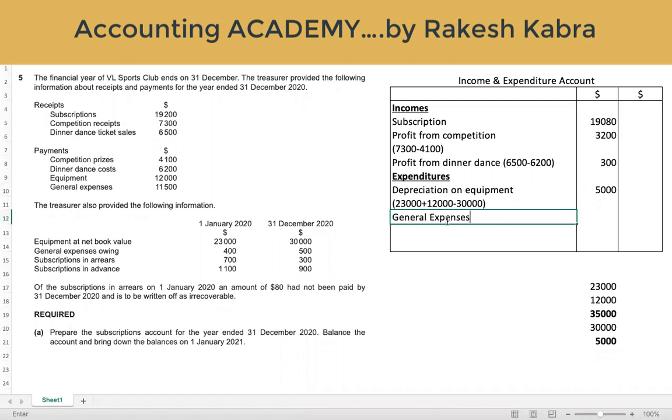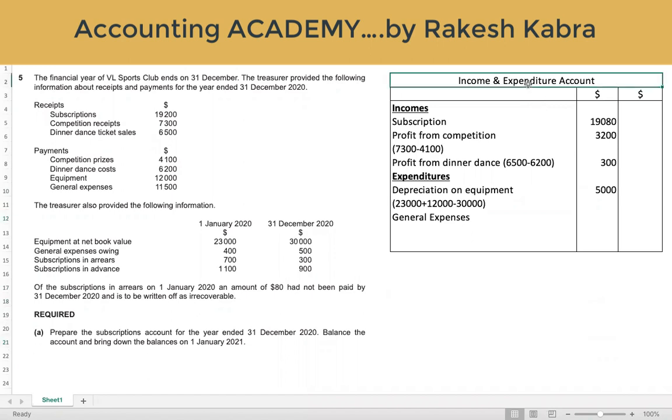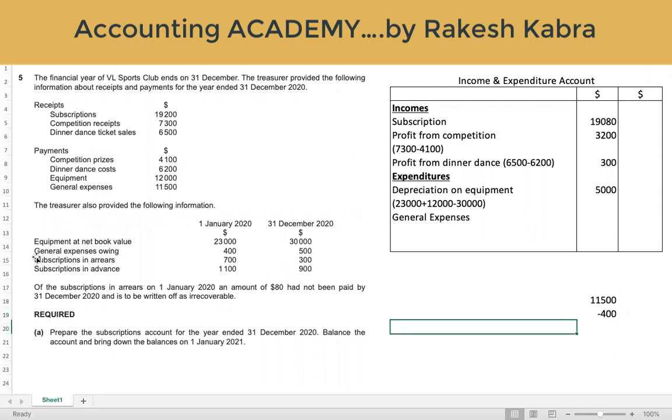Now we have general expenses. Tell me how to find the amount of general expenses which we need to show here in the income and expenditure account. General expenses owing on the beginning date and last date are both given. Total, how much did I pay during the year on general expenses? 11,500. Out of this, 400 belongs to the previous year, because previous year general expenses owing was 400. That I paid, and it is included in this 11,500.